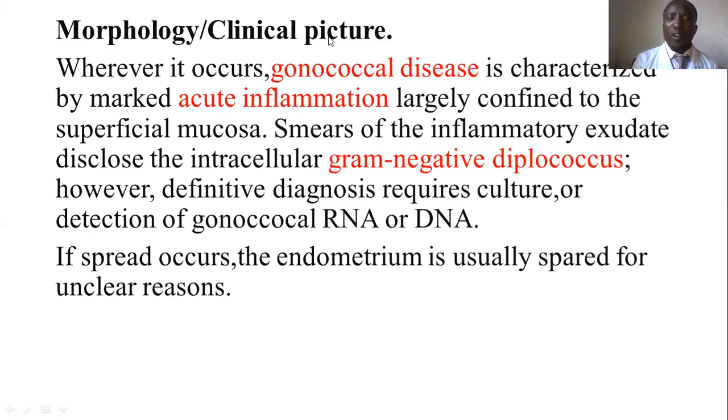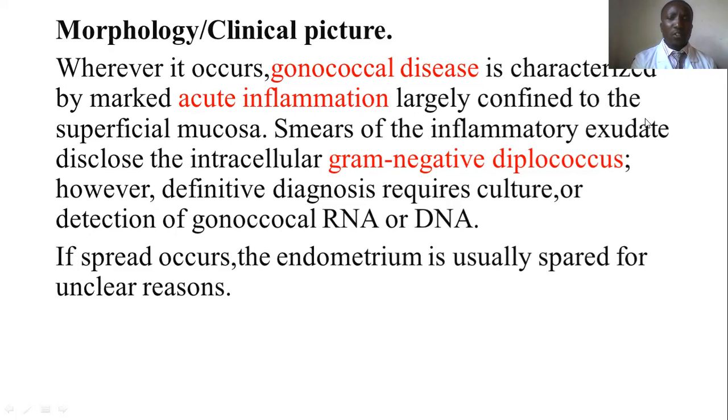So we see that wherever it occurs, gonococcal disease is characterized by marked acute inflammation, largely confined to the superficial mucosa. Superficial, this is the surface of my skin. This is the superficial anatomy of my skin. When I penetrate and go deep, it means I have ceased to be superficial. So the opposite of superficial is deep. So superficial mucosa. We see smears of the inflammatory exudate.